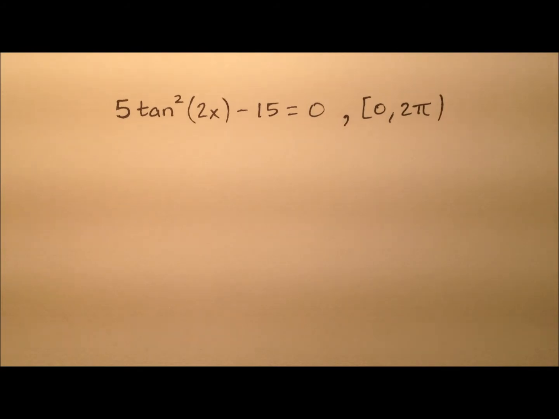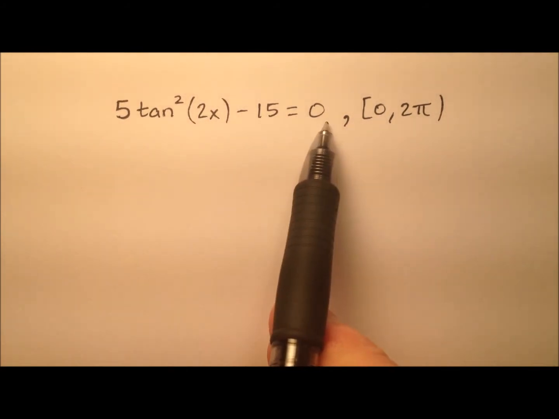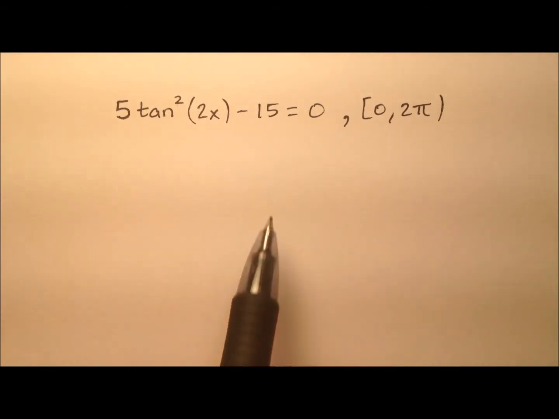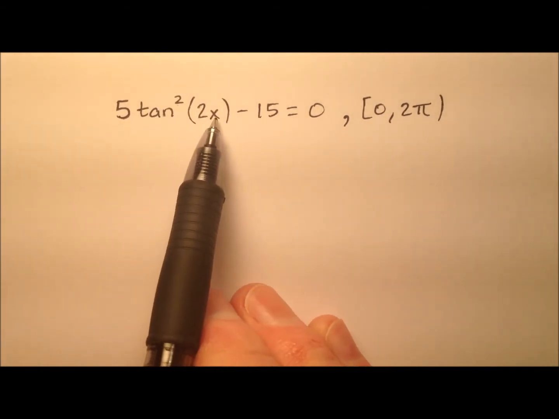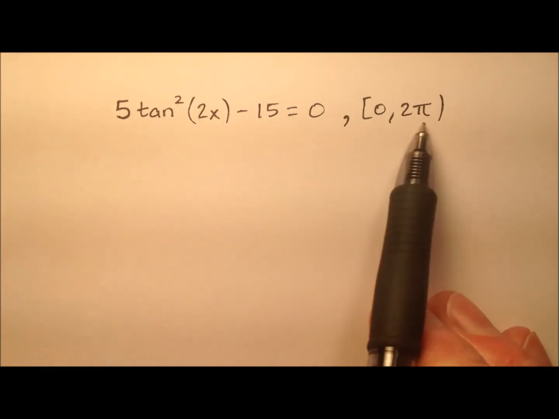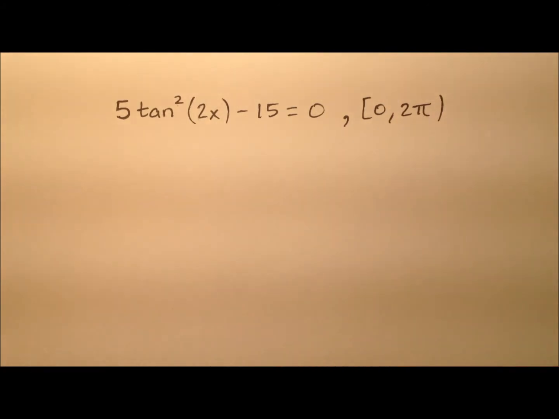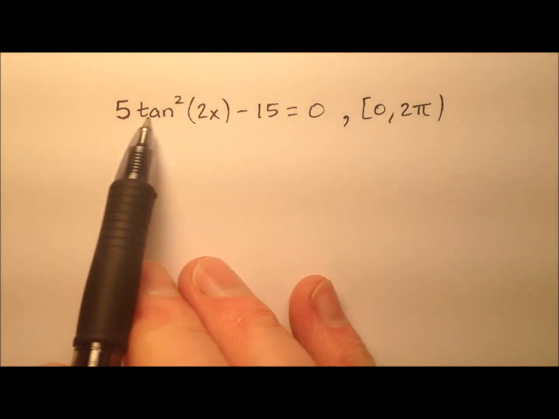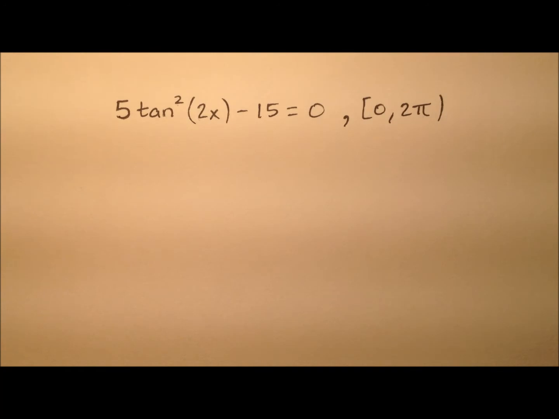In this example, we're going to go ahead and solve this trigonometric equation. We have 5 times the tangent squared of 2x minus 15 equals 0. And the values for x that we're solving will be in the interval 0 to 2 pi. So that tells us that our answers will be in radians. If you would like to go ahead and pause the video and give this a go, do so, and then come on back and we'll work it together.